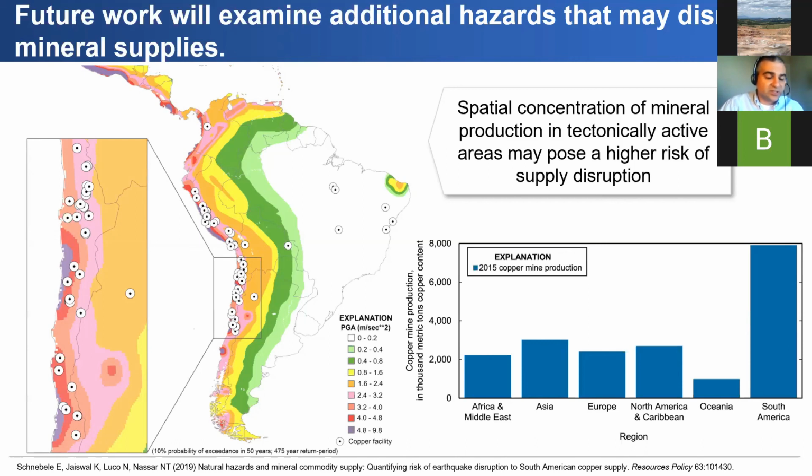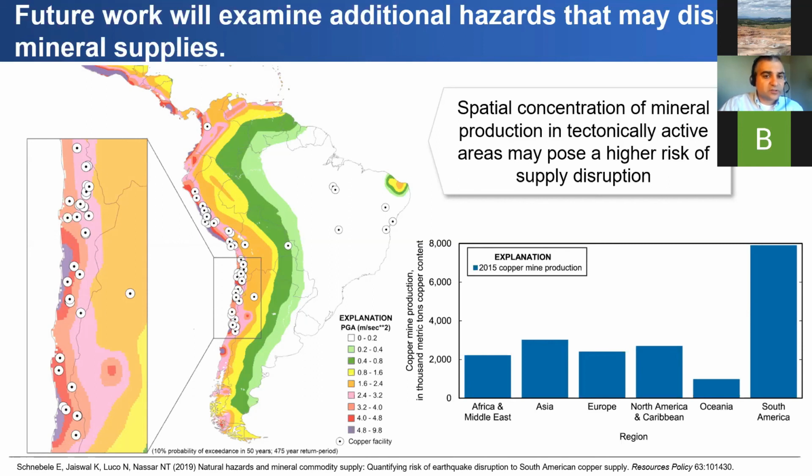In this case, we decided for obvious reasons to pick copper. And so we did the study published in 2019 looking at South America, mine production as well as smelter and refining production. And I think if I remember correctly, the estimates were somewhere between 2 and 5%, depending on your vulnerability model, 2 to 5% of annual South American copper production may be disrupted in any given year due to earthquakes.